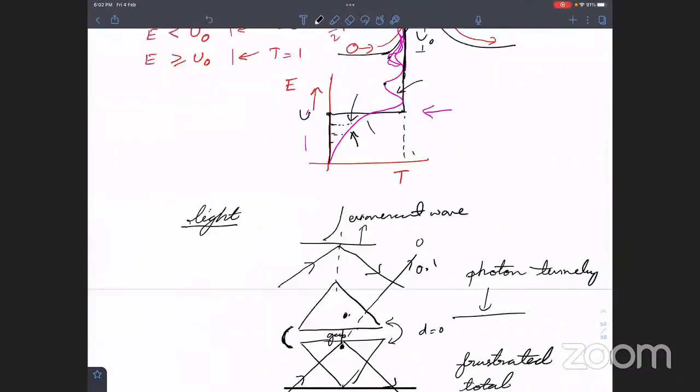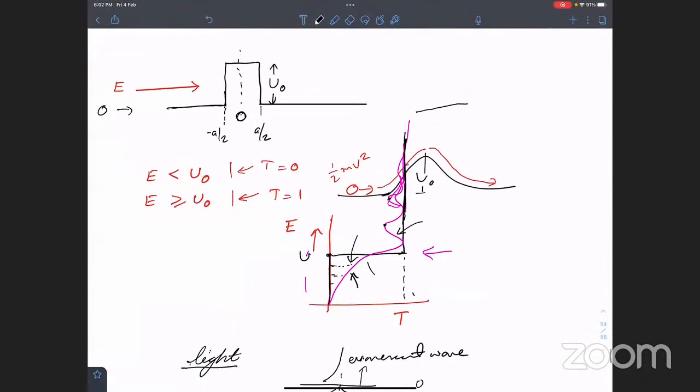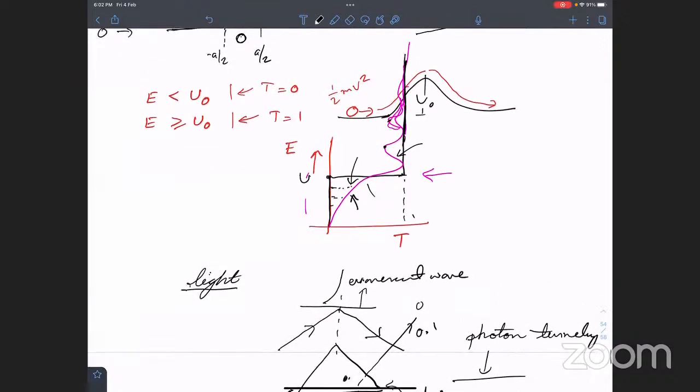But it will look like this only, like the purple line I've drawn. It will look like this. So at E equal to U0, you will get a non-zero value. It will be a nice continuous value. Pretty much T is going to be proportional to e to the power minus U0 A, everything will be there. So it will be related to these things.